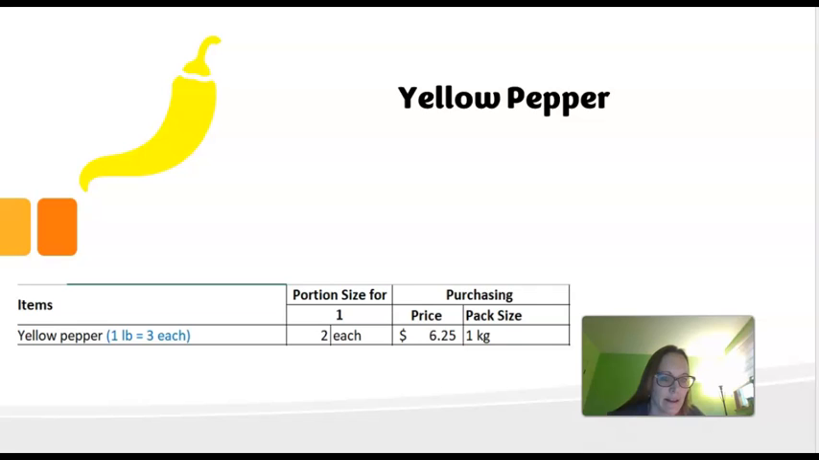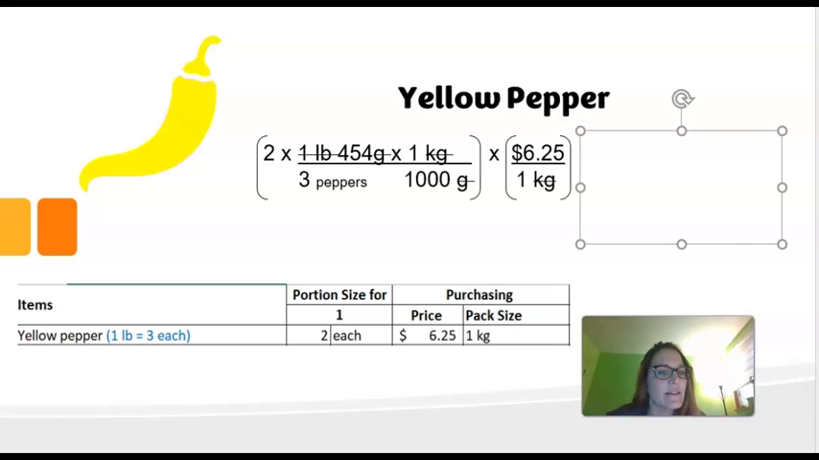The price here is $6.25 for 1 kilogram. So that means that our units again don't match. So our calculations have to make our units match. As noted, we're using soft conversions. So here we have our 2 peppers, and we're going to convert our 1 pound to 454 grams. And then we do know that our 1 kilogram is equivalent to 1,000 grams.